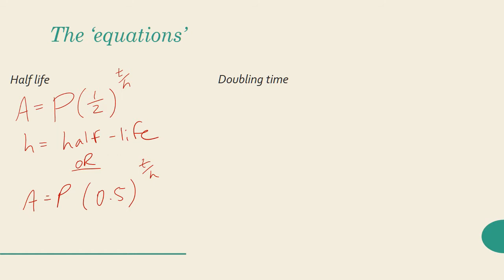The other type of specific exponential equation we're going to look at is doubling time. A equals P. And then what comes to mind when you see doubling time? So the word double. Hopefully you're thinking 2. If it doubles, it multiplies by 2. Exponent t over d. All those letters are the same. So A, again, final amount, P, starting amount, 2 is just the number 2, T for time, and D for doubling time, which again will be quoted to you in the question.